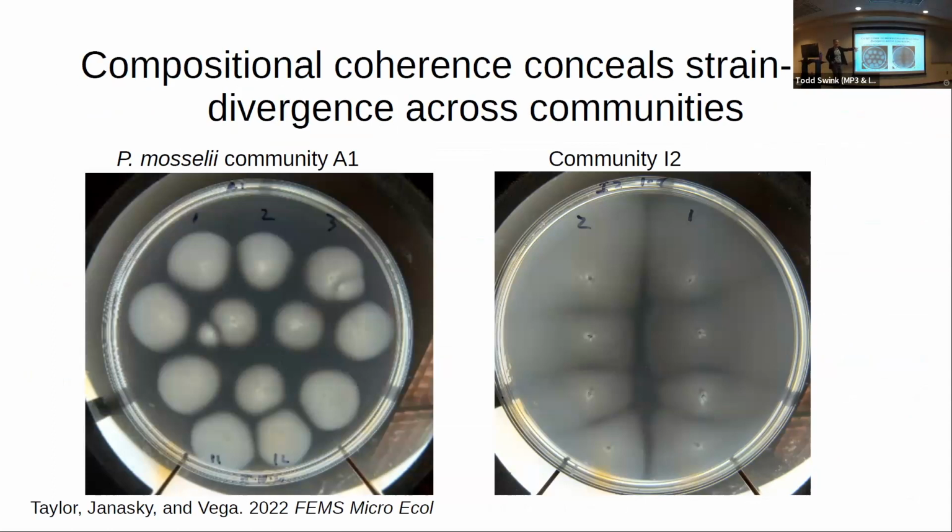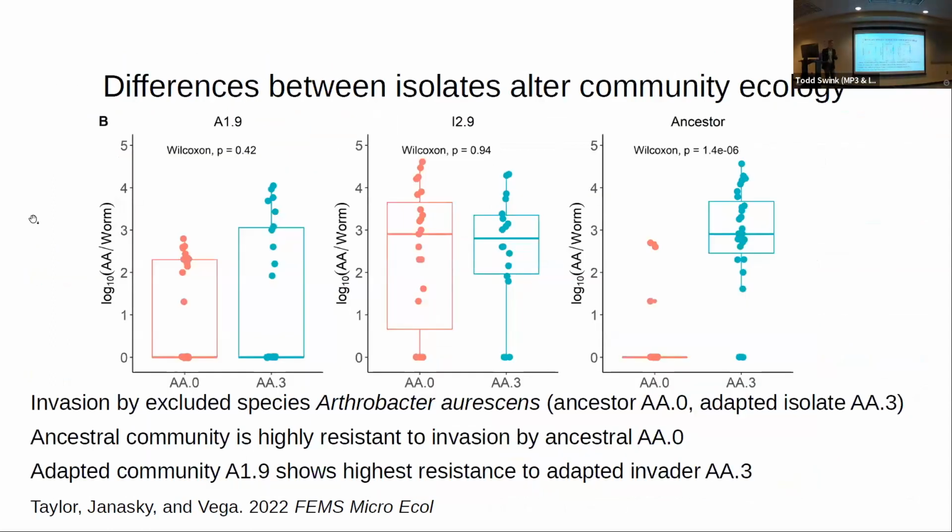It's obviously very motile. Both of these are more motile than their ancestor, and obviously one of these is much more motile than the other. So motility changed really dramatically in these isolates. And it turns out that there are differences in invasibility. Which isolates you had, the motility of those isolates changed how invasible you were.